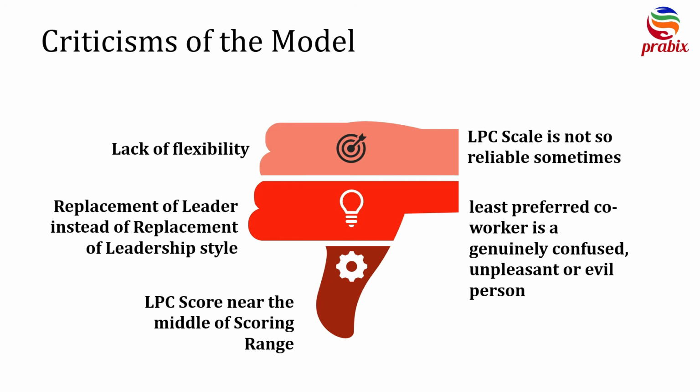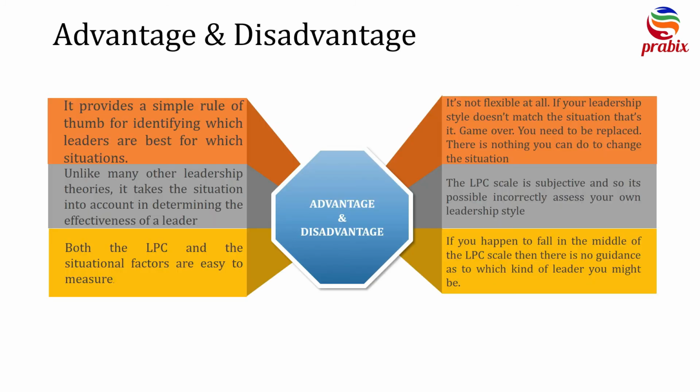There is also an issue with the least preferred co-worker scale. If you fall near the middle of the scoring range, then it could be unclear which style of leader you are. It's also perfectly possible that your least preferred co-worker is a genuinely unpleasant or evil person. If you are unfortunate enough to have encountered such a person just once in your career, then you might always be categorized as a task-oriented leader, however people-oriented you actually are.